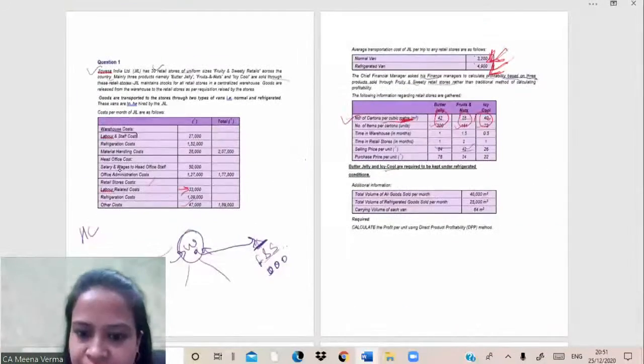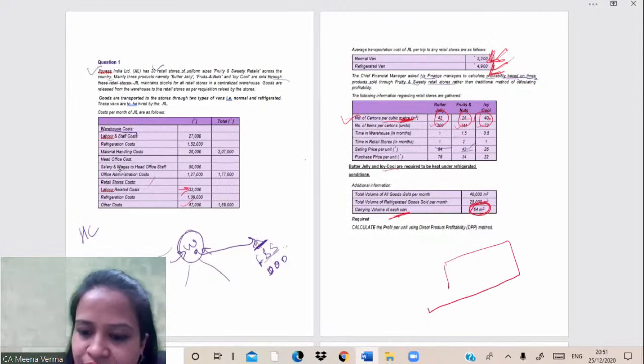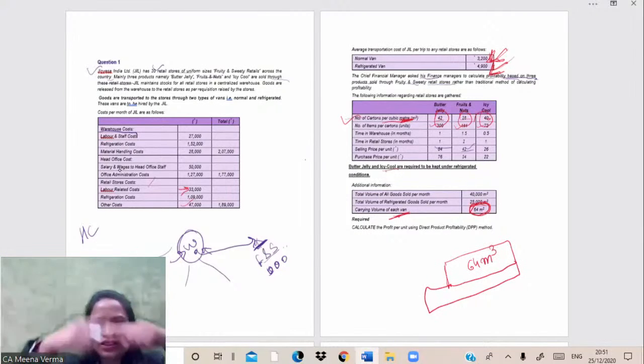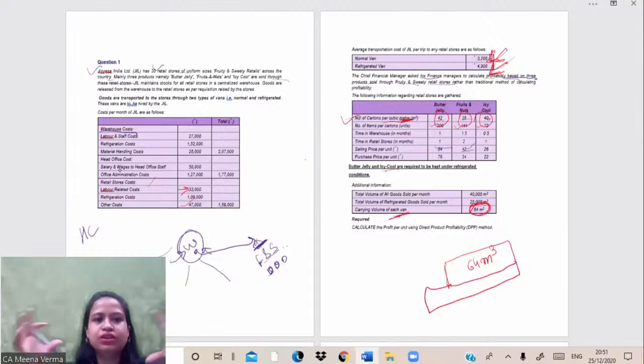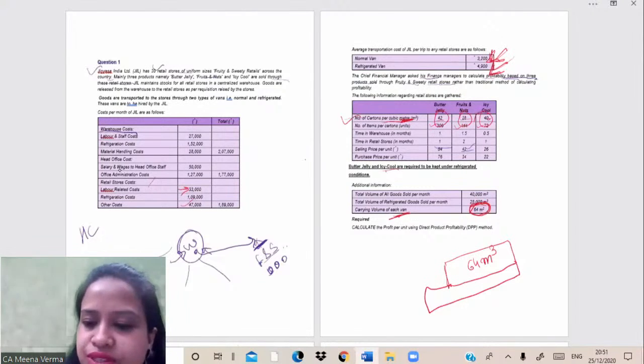And carrying volume. You are carrying how much? In each van, you are carrying 64 meter cube. For example, this is the size of a van. So in this van, you are carrying 64 meter cube volume. Cartons are in 3 dimensions, so meter cube, they have taken the volume because they have kept the item in cartons. So the cost per meter cube you can calculate out of this.